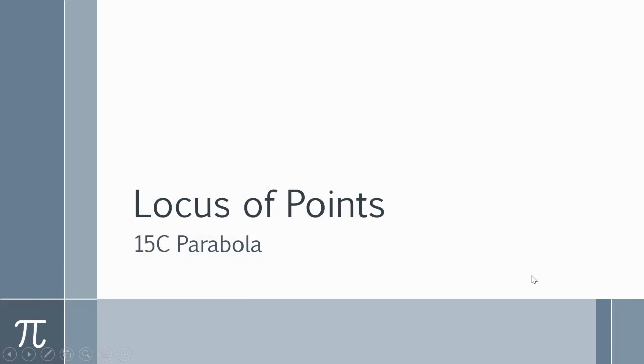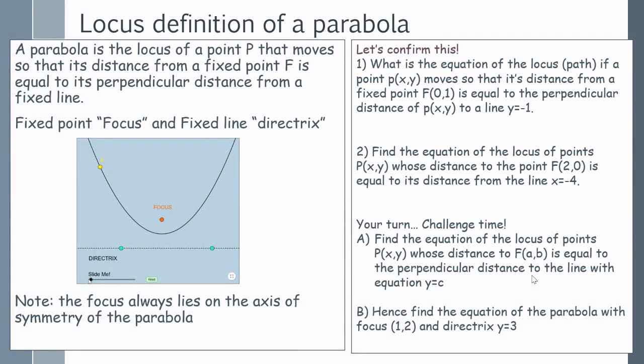This lesson we're looking at the locus of points, and the locus in particular which forms the shape of a parabola. So let's look at the locus definition of a parabola. A parabola can be defined as the locus of a point P, given coordinates x, y, that moves so that its distance from a fixed point F is equal to the perpendicular distance from my point P to a fixed line. This fixed point F is called the focus, and the fixed line is often called the directrix.